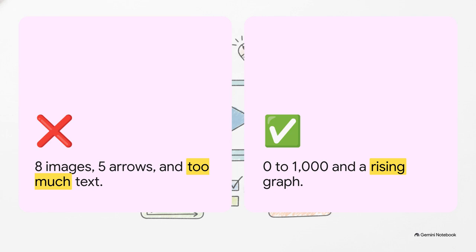Imagine a graphic overflowing with logos, laptops, huge arrows, and way too much text. It's totally exhausting to look at. Now contrast that with a super clean design, just a simple 0 to 1,000 and a rising graph. Boom. You get the idea in a split second. It's clean, it's direct, and it just works.